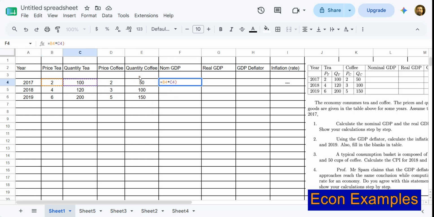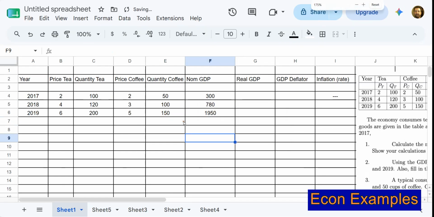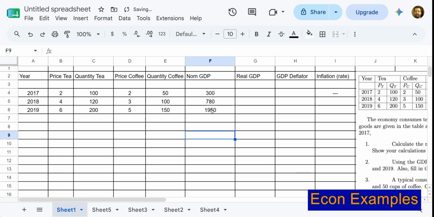Now I'm going to put this in parentheses because I want it to do that calculation, and then I want it to add that to our price of coffee times our quantity of coffee. So it's basically the spending on coffee plus the spending on tea. Hit enter. That's okay to copy that down. I'm going to zoom in a little bit. And so now we're all set. There's our nominal GDP.